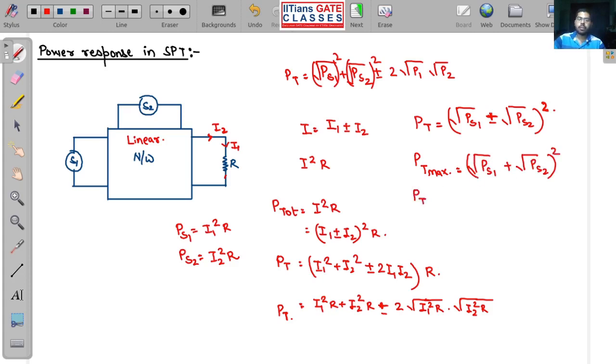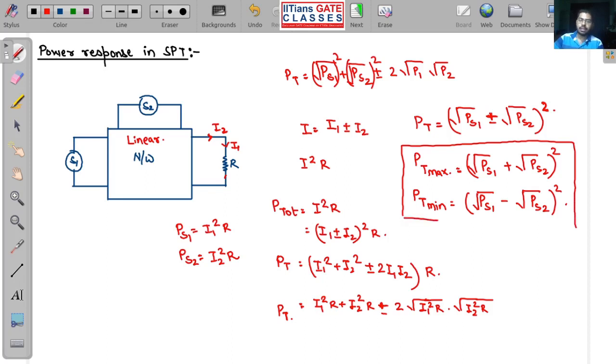And what will be PT minimum? Power total minimum, when the currents are opposing each other. So that will be under root PS1 minus under root PS2, whole square. So I could have just written down the formula, but I thought for power response I can prove. So you can note these 2 formulas down.